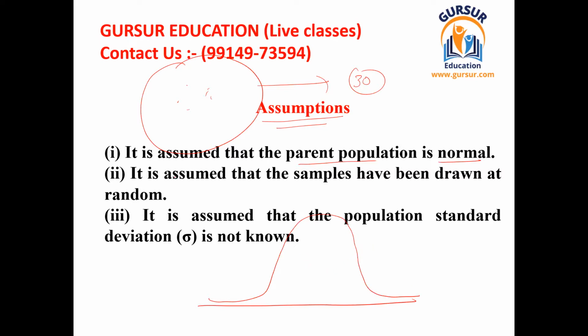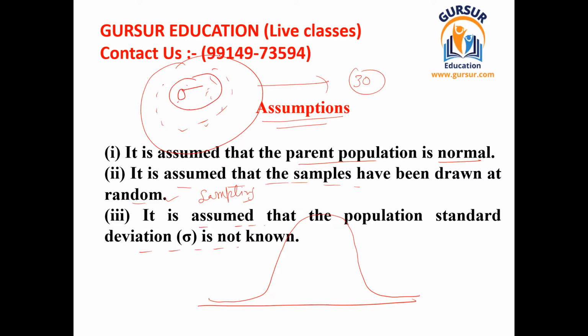Then the second assumption is that we are taking the sample at random. This is saying that for sampling, we are using a probability sampling technique. This is random sampling only. Third, it is always assumed that the population standard deviation is not known. And this is a very obvious thing. We always assume that we can never know the standard deviation of the population.